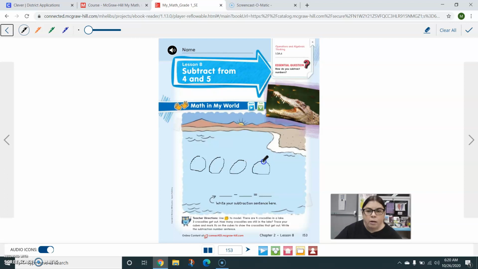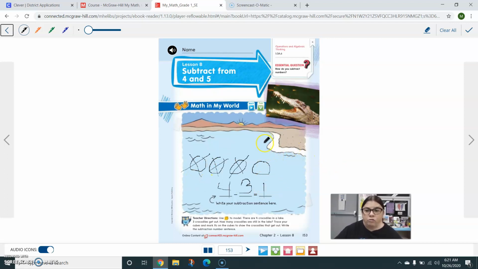You can put your counters down. You can draw a picture with me, whatever you want to do. 3 crocodiles get out. So I'm going to X out 3 of them because they got out. They went away. Bye-bye, crocodiles. How many crocodiles are still in the lake? Look here. So we have 4 minus, don't forget that sign, 3 equals 1. Easy breezy lemon squeezy. I drew my picture.